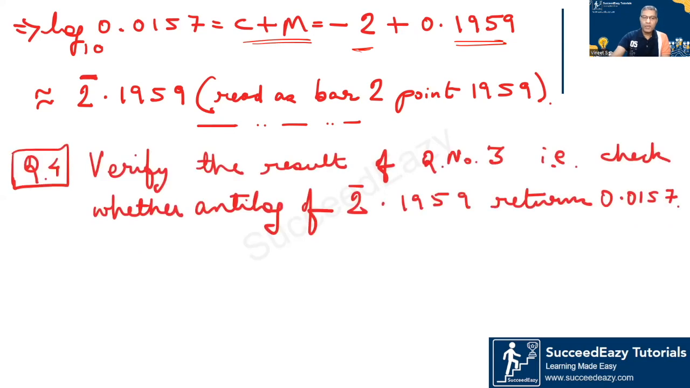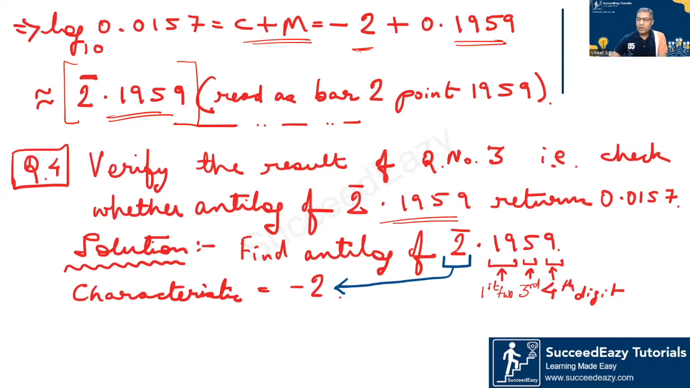Now let's do another question. Let's verify the result of question number 3, that means whatever we got before. Let's check whether anti-log of bar 2.1959 returns 0.0157. Mind you, look over here. Log of 0.0157 to the base 10 gave us bar 2.1959. So anti-log of this particular number should give us 0.0157, right?